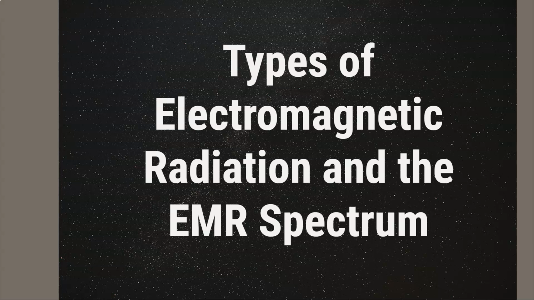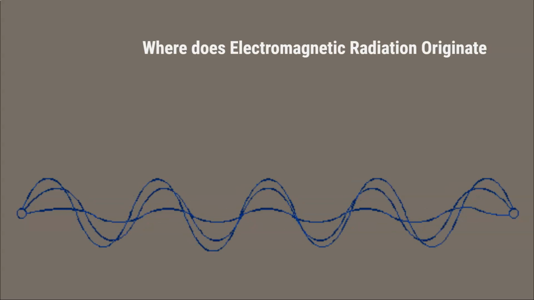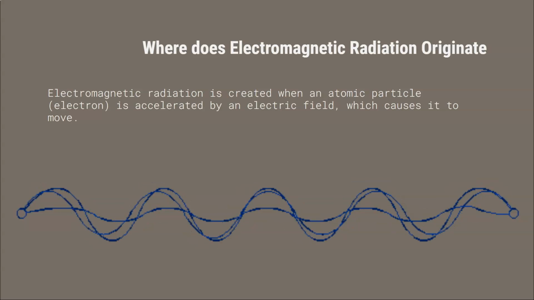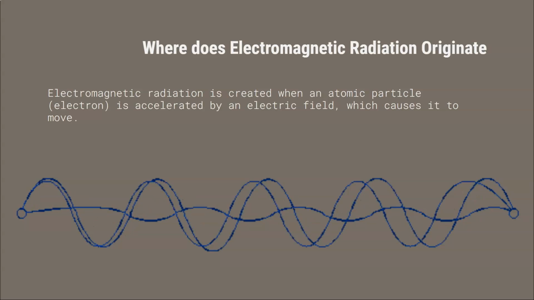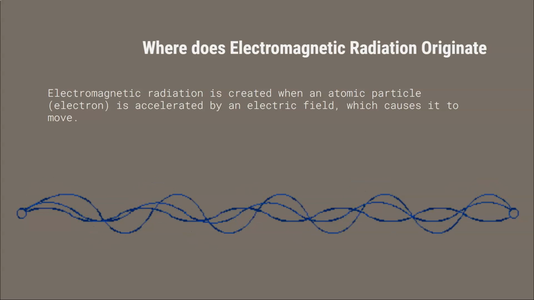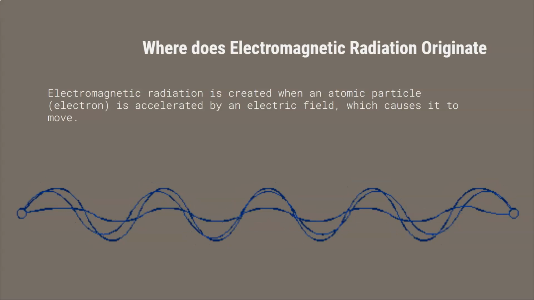Let's start off with just the types of electromagnetic radiation and the EMR spectrum. Where does electromagnetic radiation originate from? This EMR is created when atomic particles, specifically the electron, move. For those of you that need a reminder, an electron is a negatively charged particle that orbits the nucleus of an atom. The nucleus of the atom has protons and neutrons. The electron is found on all these different orbiting areas, and it can move and jump. And when it does, it releases or absorbs energy.